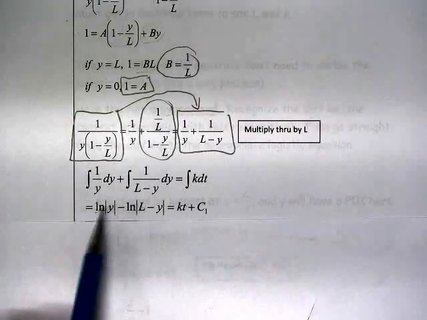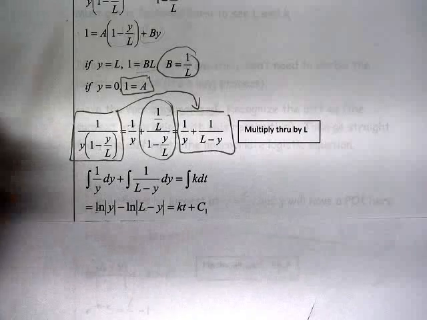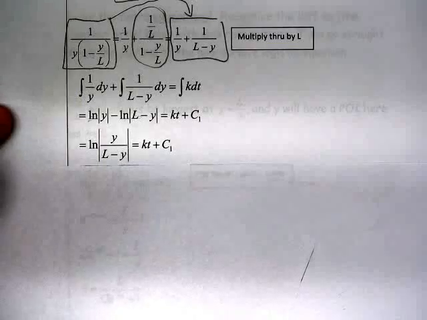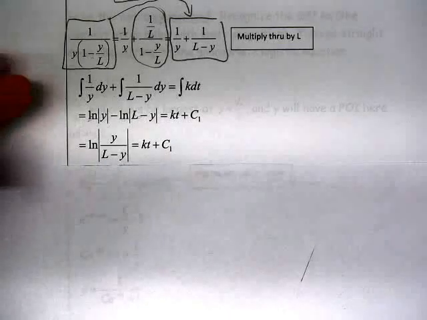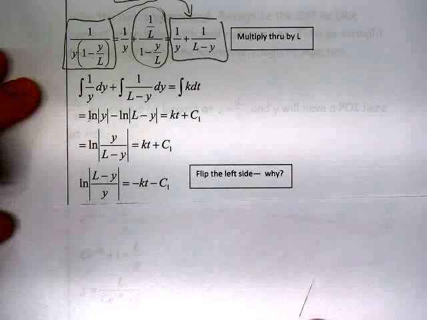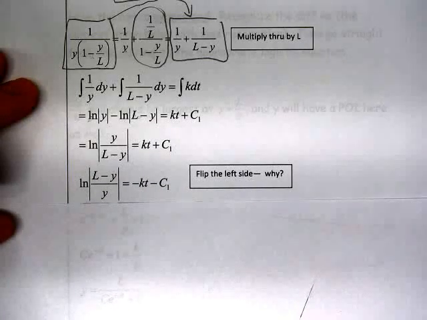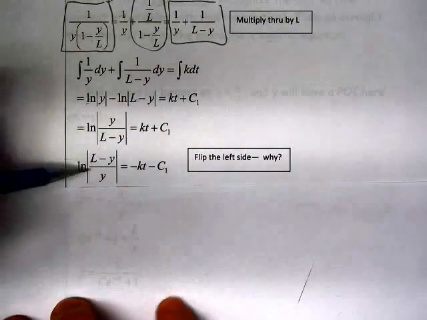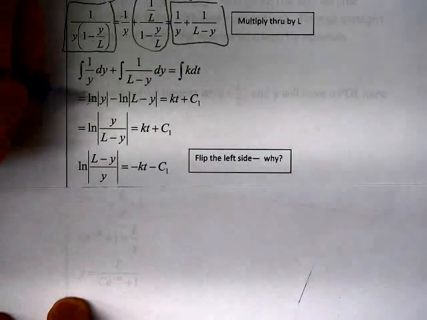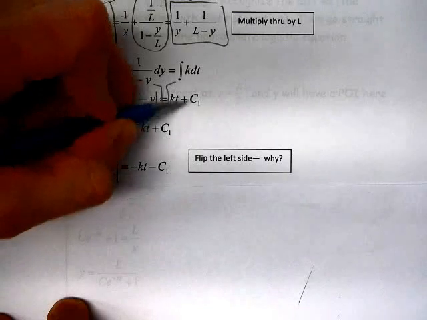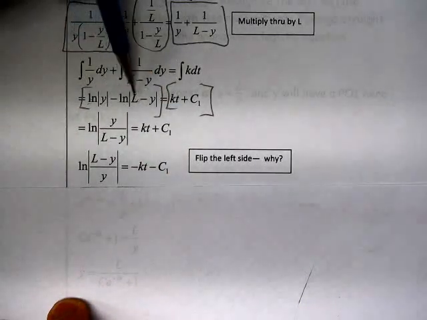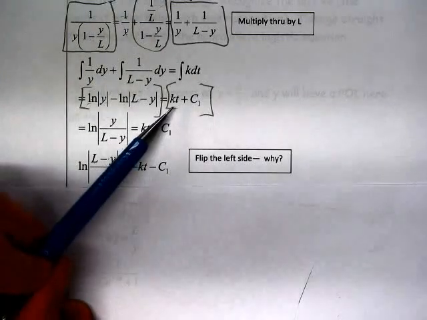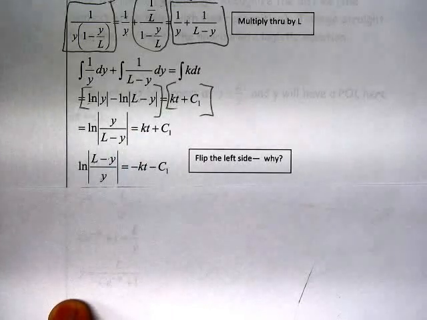All right. I can combine the left side into one natural log. And then I can flip this over. So think about what happened there. I could have done it up here as well. If I multiplied both sides through by a -1, then that would change the order of these two terms, and then I would get L minus y over y. Here I just get negative kt now minus c sub 1.